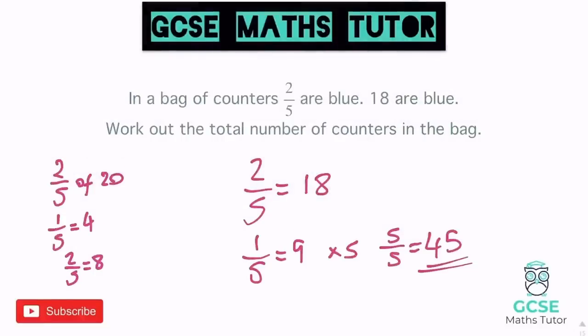It says that that fraction is 18. So dividing it by 2 to get 1/5, and then timesing it by 5 to get the original amount.